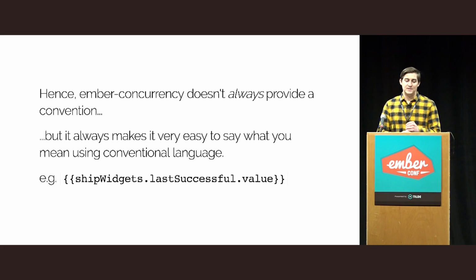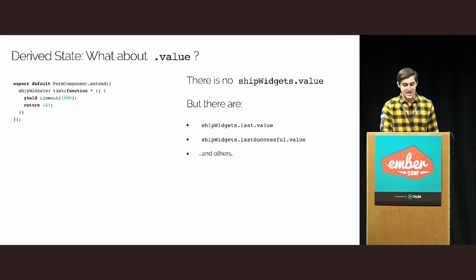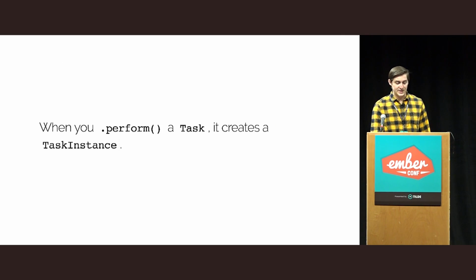But this is a long way of saying that it isn't just shipWidgets.value, it's shipWidgets.lastSuccessfulValue, and last successful could actually be any number of things. So let's dive into what that means. It's not .value, this is always going to be undefined. But you could use shipWidgets.last.value, or you could use lastSuccessful.value. So what are these properties I'm talking about?